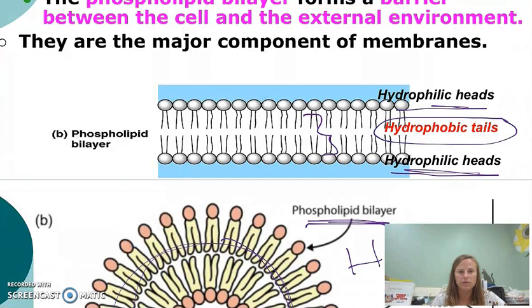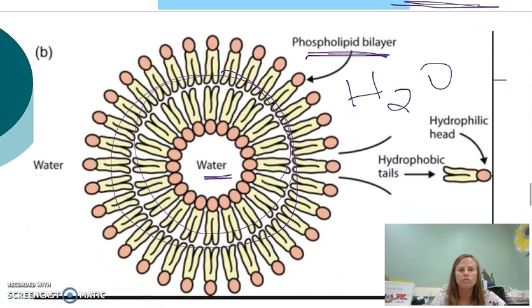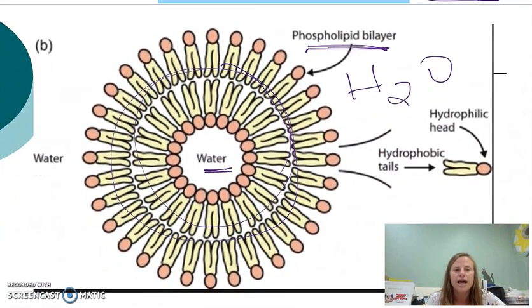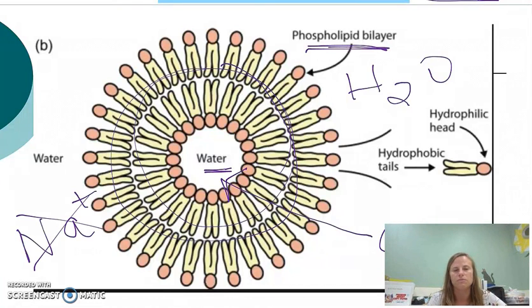And it's going to play an important role in deciding which molecules can enter freely and which molecules are going to need help from a protein. For example, oxygen is a small molecule that is not charged. It will be able to freely enter our phospholipid bilayer. But other molecules, such as sodium, which is an ion that's charged, will not be able to enter our phospholipid bilayer. It's going to need help from a protein.